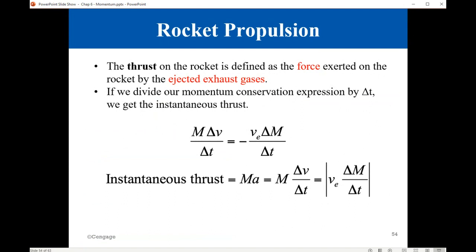So the thrust on the rocket is defined as the force exerted on the rocket by the ejected exhaust gases. If we divide our momentum conservation expression by delta T to get the force, m delta v is the change in momentum divided by change in time. This is the average force. So this is equal to minus the velocity of the ejected gas times the change in mass divided by delta T. And the instantaneous thrust is just mass times acceleration. So from this equation, we get this solution for the instantaneous thrust.